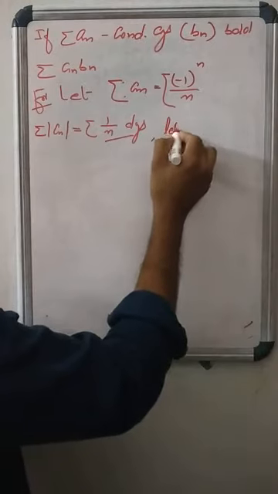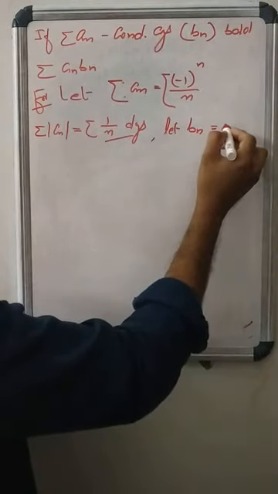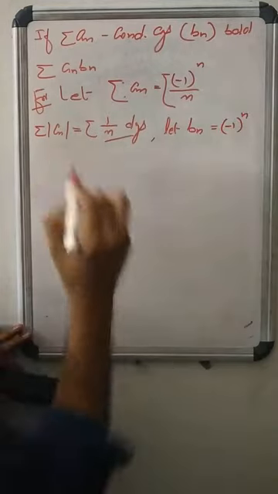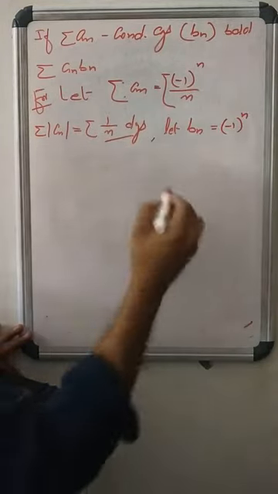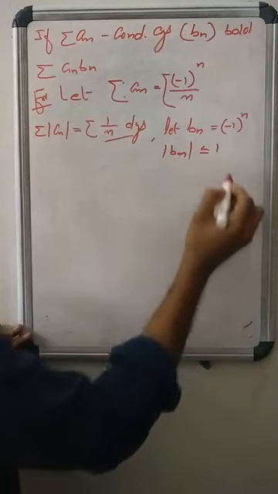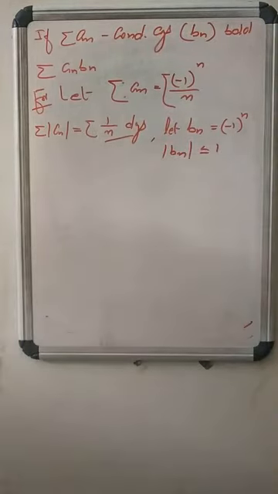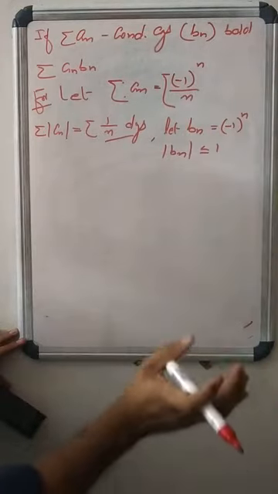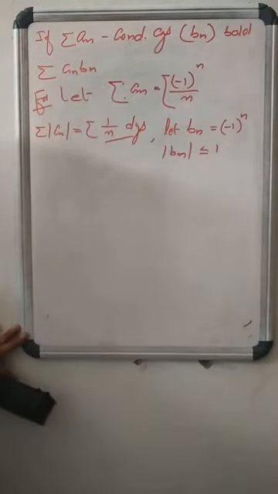And let bn equal minus 1 power n. Surely bn is bounded. What about mod bn? Mod bn is less than or equal to 1. It is bounded by 1. So clearly bn is a bounded sequence and sigma an is conditionally convergent.